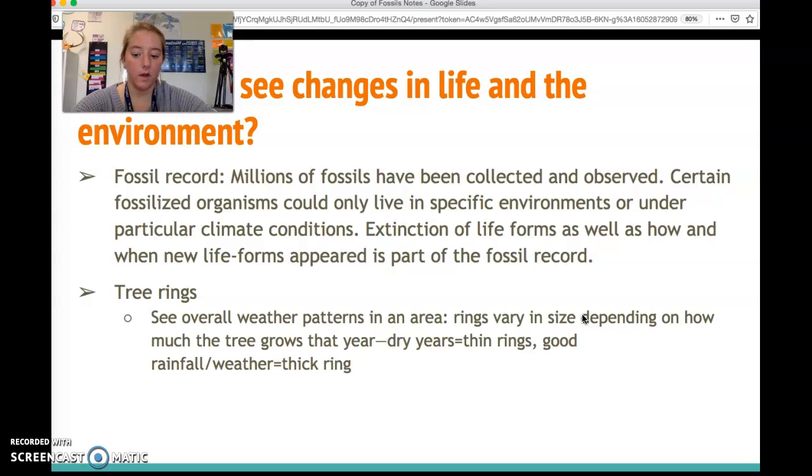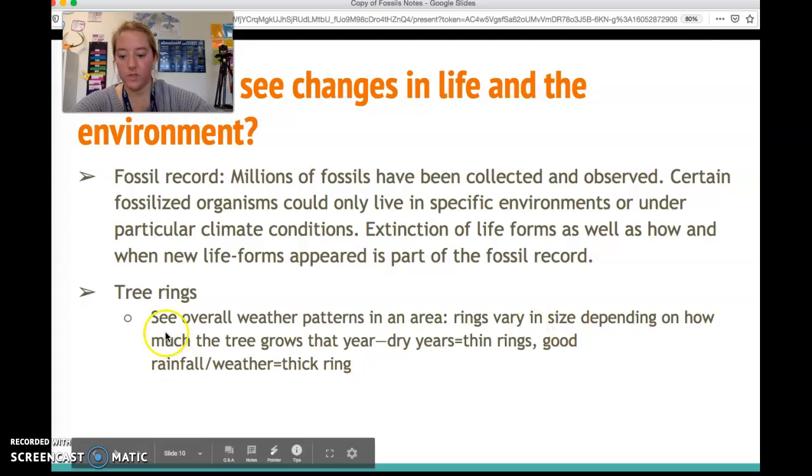When we had good rainfall or weather, the tree was able to grow a lot, so it has a thick growth ring. Pretty cool, right? And again, if you didn't know, the number of rings that you count on a tree is how old the tree actually is. So that's pretty interesting. Again, please highlight tree rings and fossil record on your note sheet.